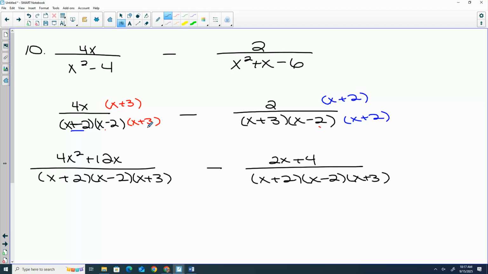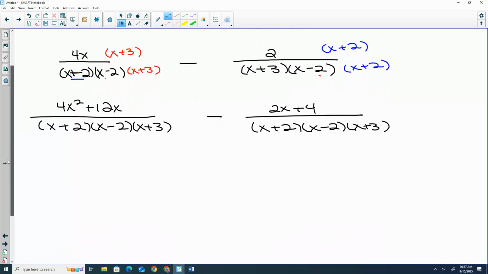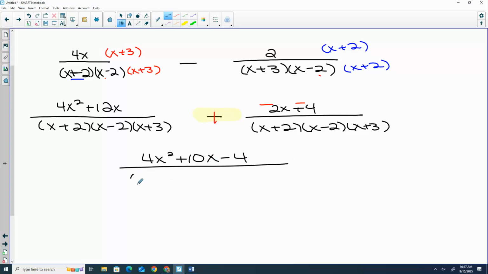You could, but we could actually do something else first. What am I trying to do overall here? Subtract. Can I subtract them now? Yeah, we have a common denominator. So if I distribute my negative, now we can put them together. So we have 4x squared plus 10x minus 4 over my denominator.